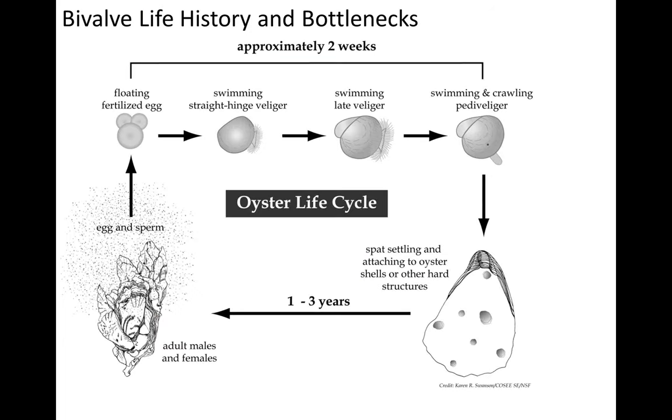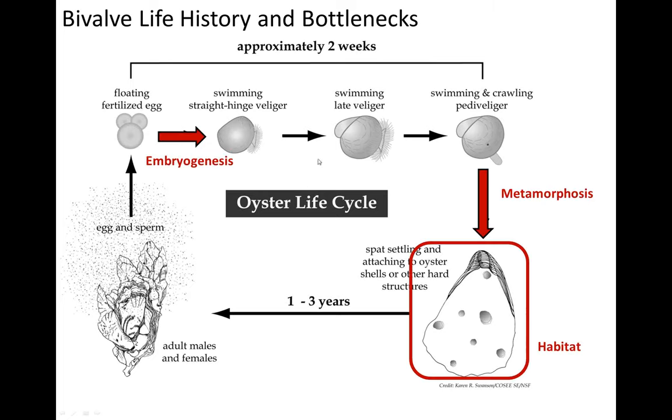So to shift gears a little bit and talk about the organisms that I've been focused on with my group, this is just a schematic of a generic oyster life cycle. Not all oysters are broadcast spawners, but we're going to talk mostly about the Pacific oyster, which is. They broadcast egg and sperm into the overlying water, and there's external fertilization. From this period to the swimming D-hinge veliger is where we're going to really focus today.